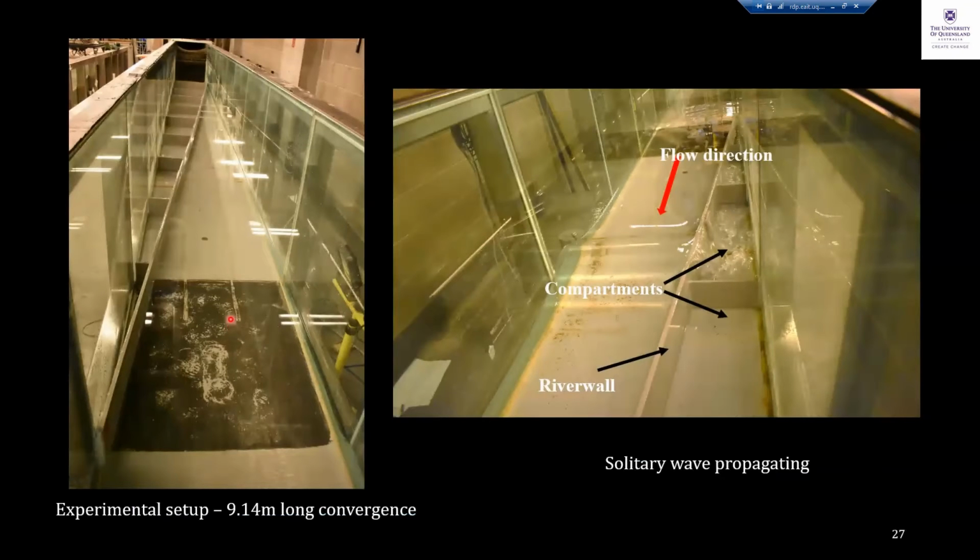So this is what it looks like in real life. This is the river wall that is going from one side to the other side. And we have compartments behind the river wall to collect the overtopping volumes. And here we see a solitary wave that is going towards the end of the flume and overtopping the river wall.